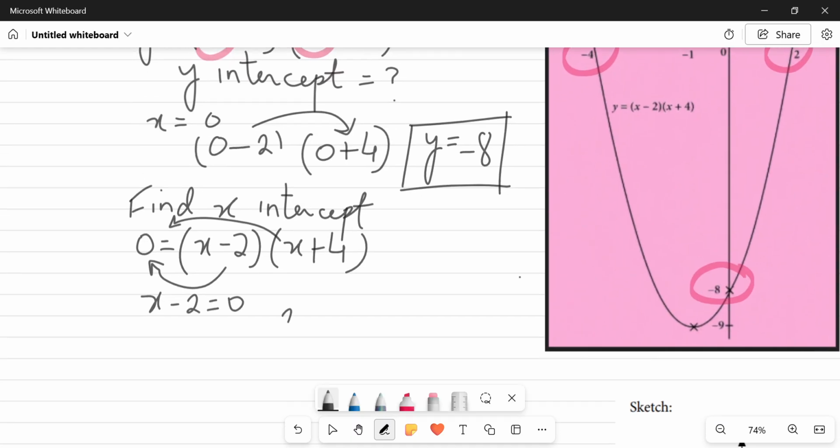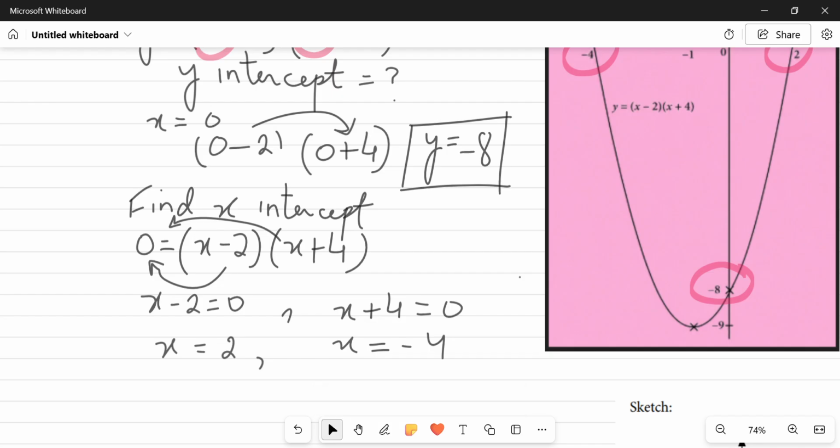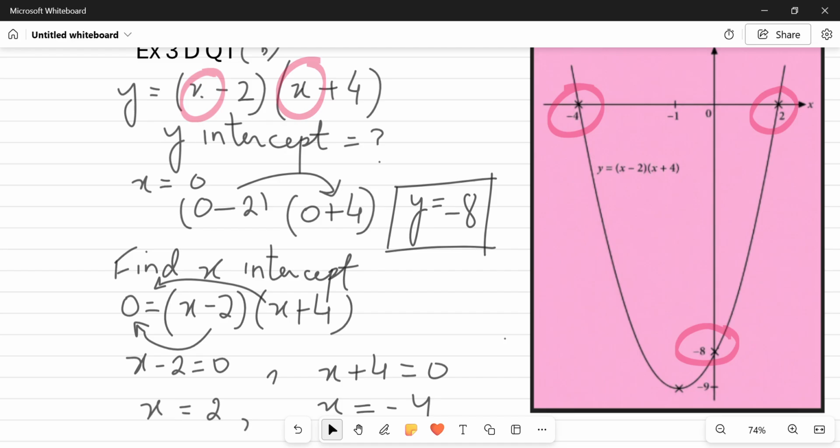And then we'll get two values, right? And x + 4 = 0. So x is equal to 2 and another value x is equal to -4. As you can see in the graph, x is equal to -4 and x is 2, one is positive and one is negative. So we have marked these two points.